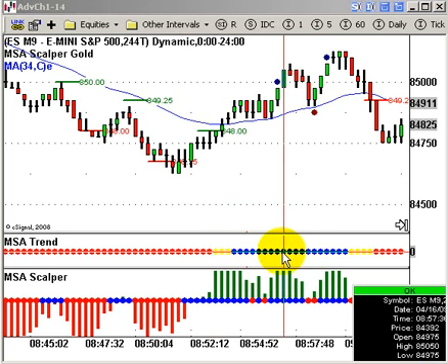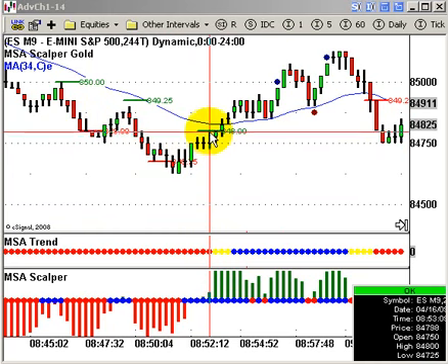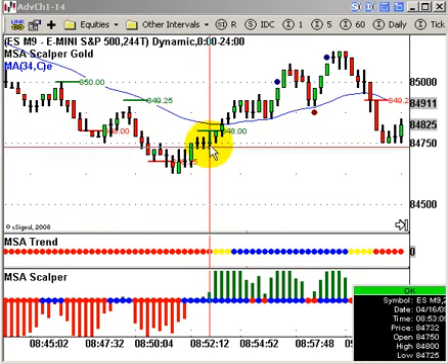You can get all these signals here on the chart, but again, you're going to filter them out with the trend. So if you get a long signal here at 848, you have to look at where it hits 848 first, and we see the trend is still red, so we actually have to pass on that trade.